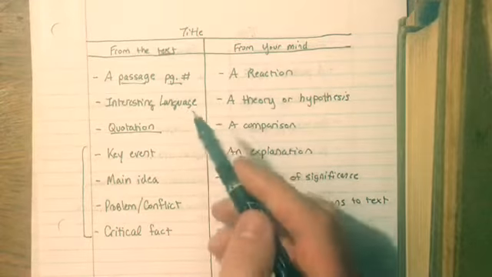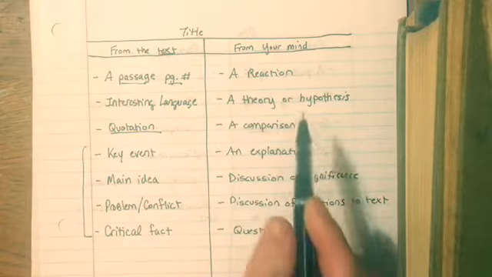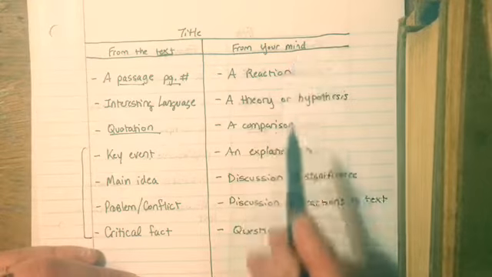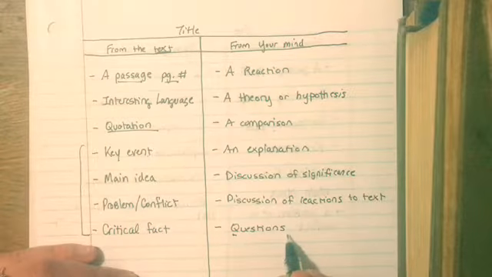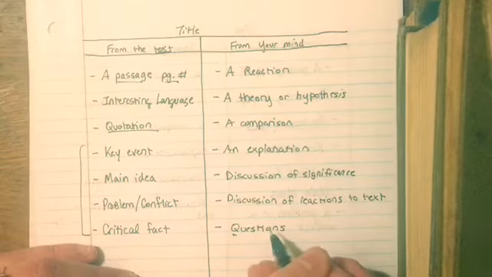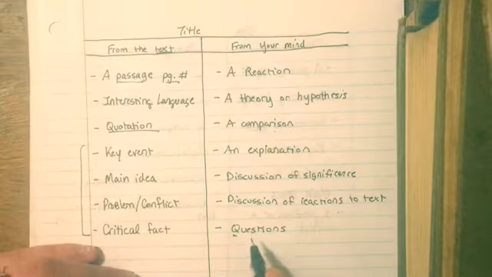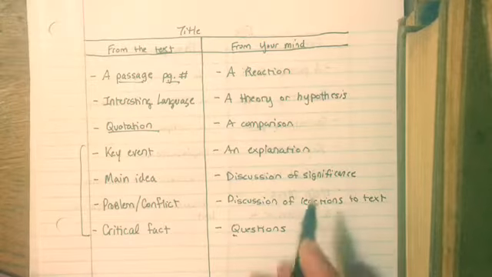If you have questions or you're not sure about something, that's when we move over to the from your mind category, right? So this is a place where you can write questions you may have about the text, things that you're not sure about, discussion questions moving forward whenever we start having our Socratic circles.